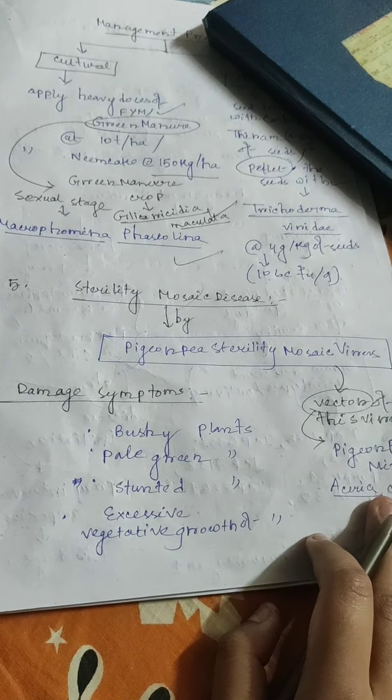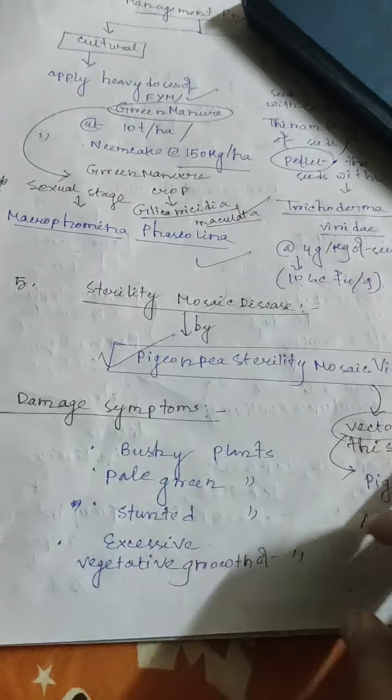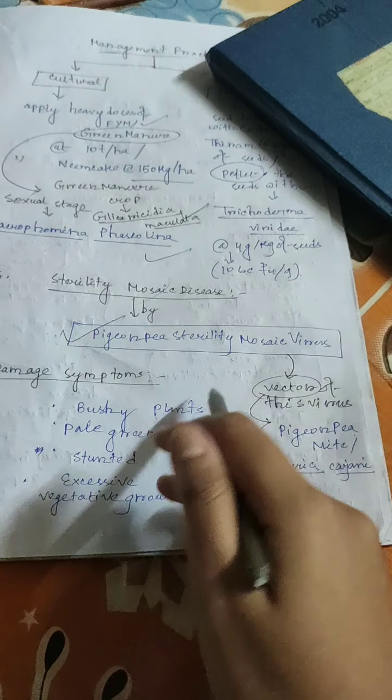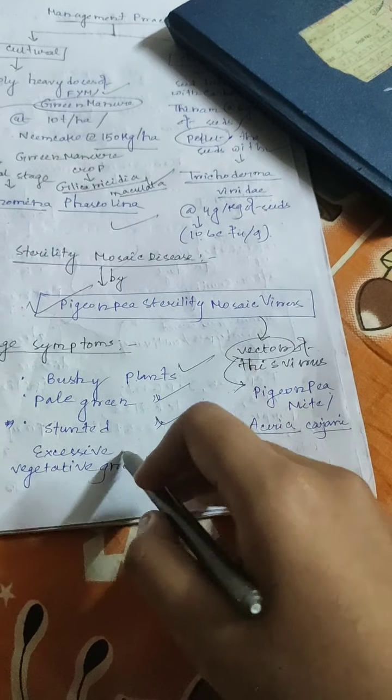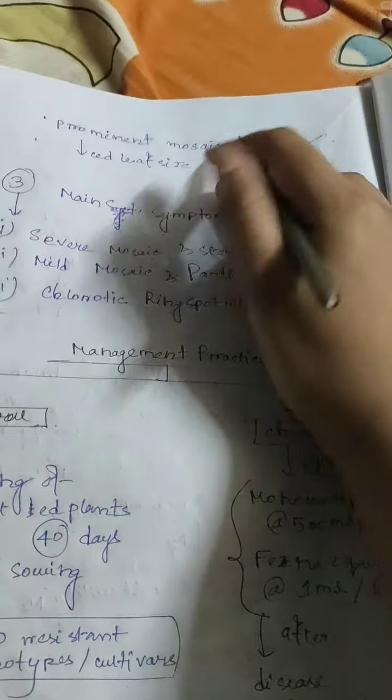The fifth disease of Bengal gram or chickpea is sterility mosaic. Sterility mosaic disease is caused by pigeonpea sterility mosaic virus. Damage symptoms: bushy plants, pale green plants, stunted plants, excessive vegetative growth of plants, then prominent mosaic on leaves, reduced leaf size.